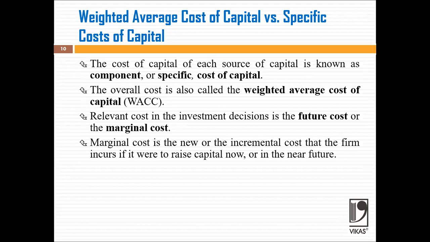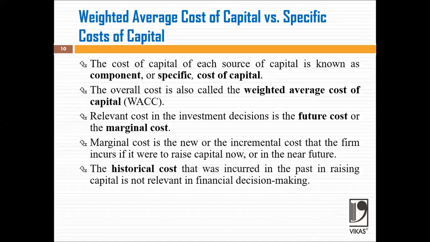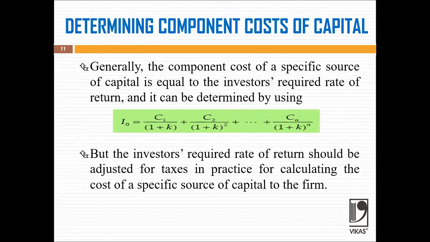The relevant cost in the investment decision is the future cost or the marginal cost. The marginal cost is the new or the incremental cost that the firm incurs if it were to raise capital now or in the near future. The historical cost that was incurred in the past in raising capital is not relevant in financial decision making.